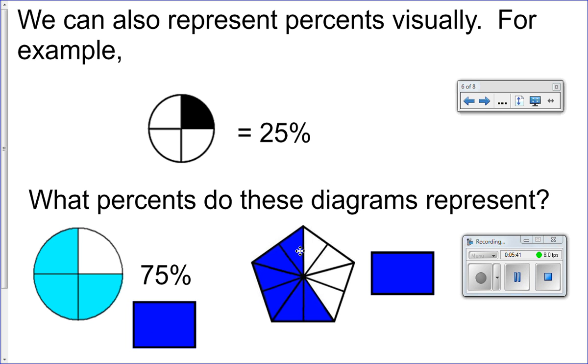In this diagram, we have 2, 4, 6, 8, 10 pieces all together. 3, 4, 5, 6 have been shaded in. So 6 out of 10. And pause the video, and I want you to come up with the answer for this diagram, which we'll take up in class tomorrow.